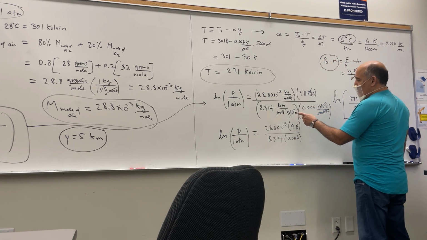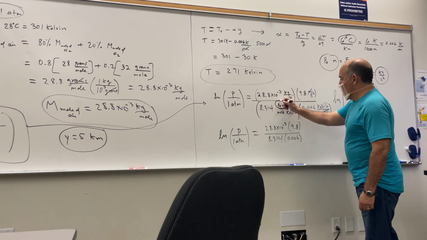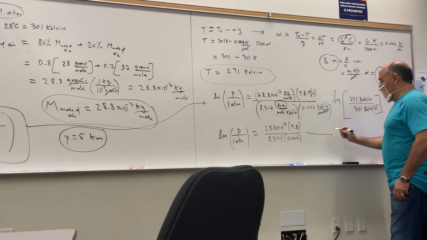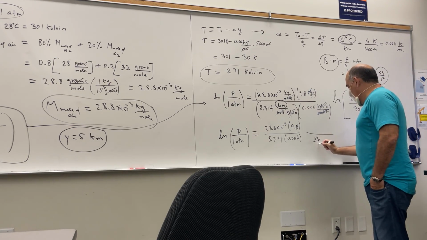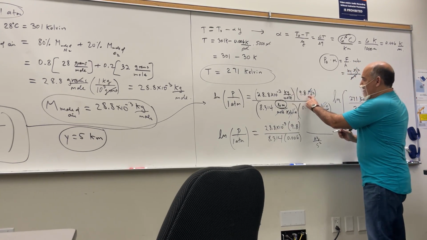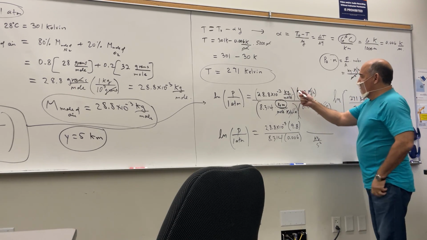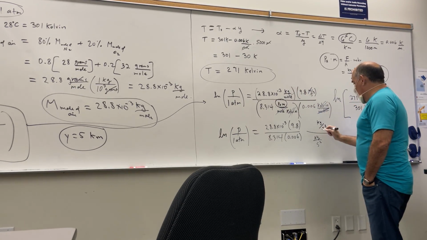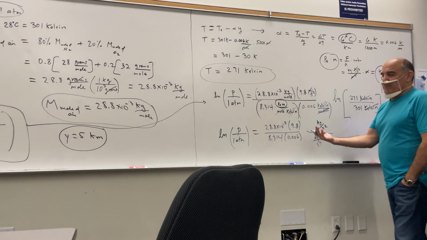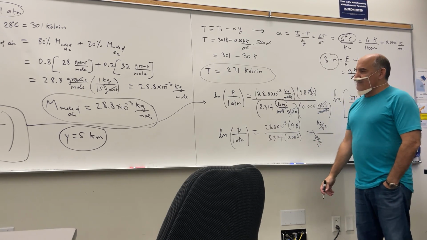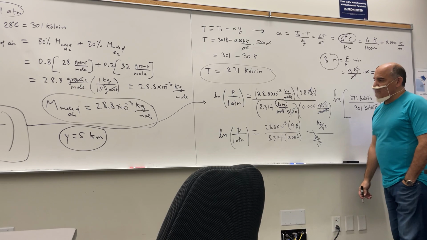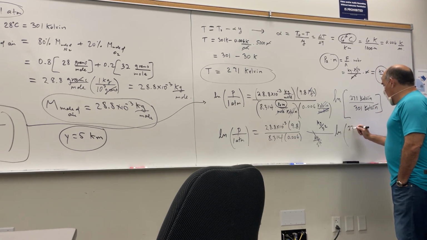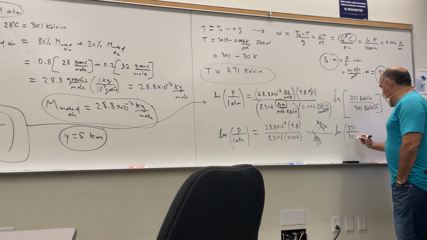We have this guy here, pascals times meters, which we said is kilograms per second squared. And then we have, notice the units on top, kilograms per second squared, right? So this cancels that. And it should be dimensionless. Times the natural log of 271 over 301.